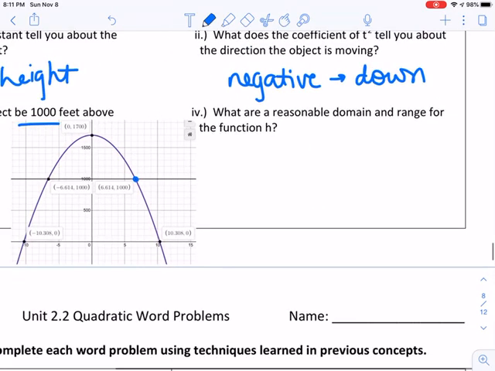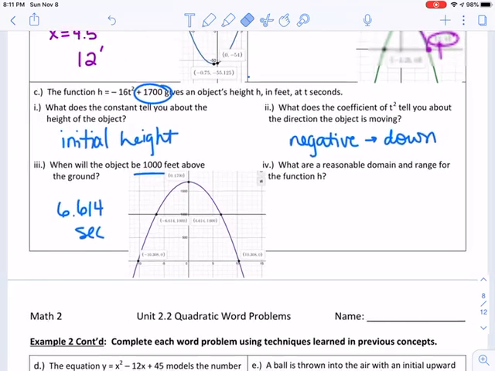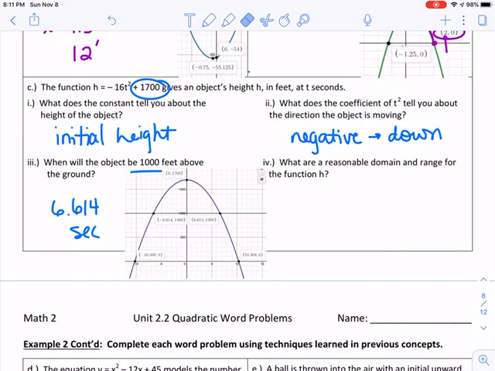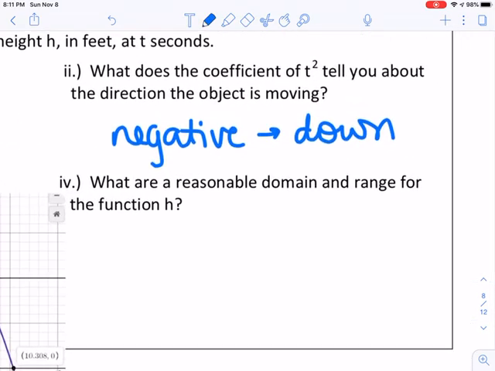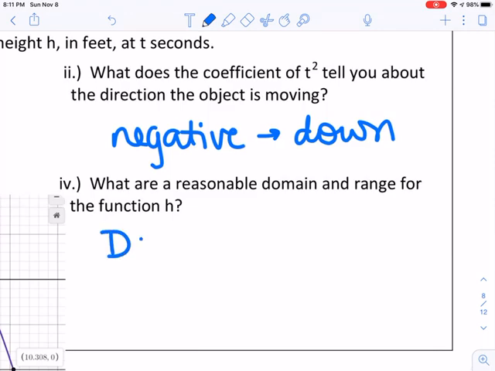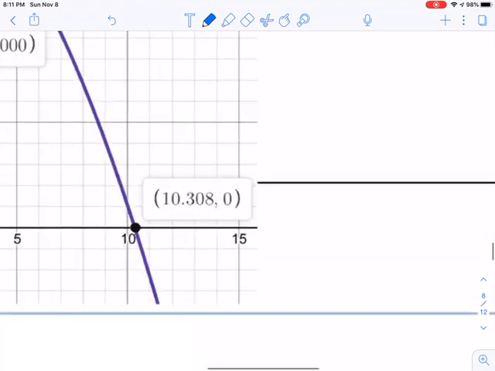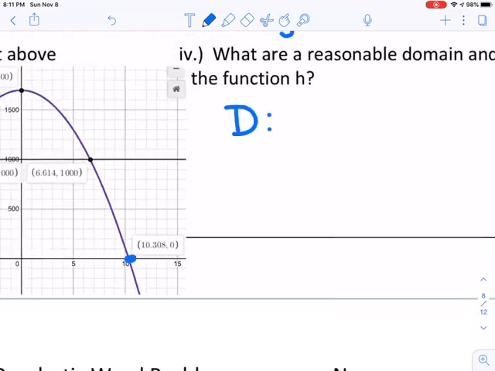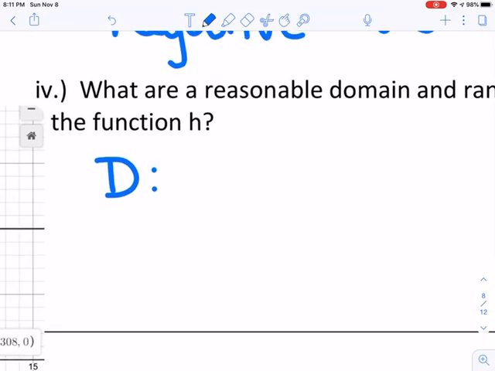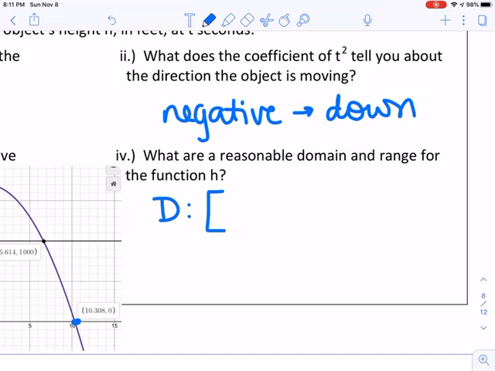What are the reasonable domain and range? Well, we're talking about time for our domain. So 0 is the smallest we can go, and the highest you would want to go, well, I would probably stop right here, because once the object hits the ground, it's not going to be moving any further. I mean, we assume. So I would say the domain would be from 0 to 10.308.